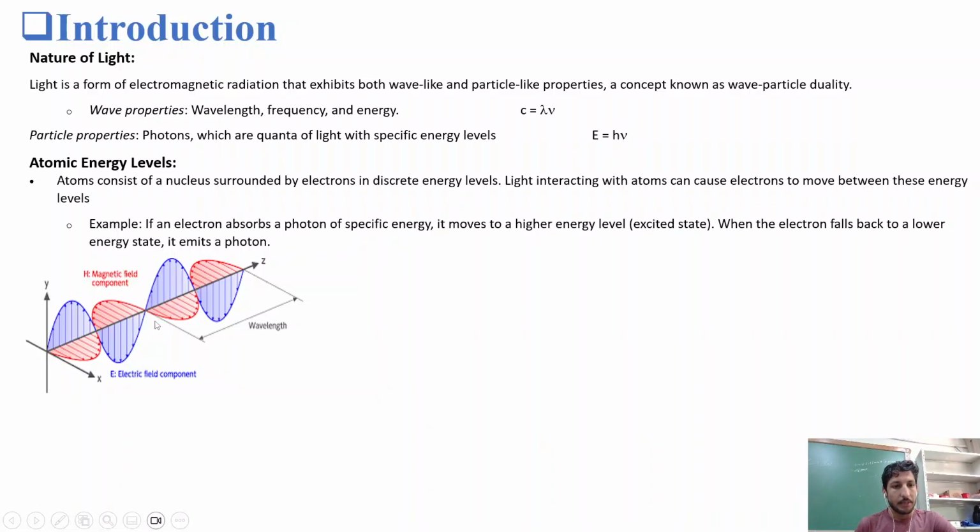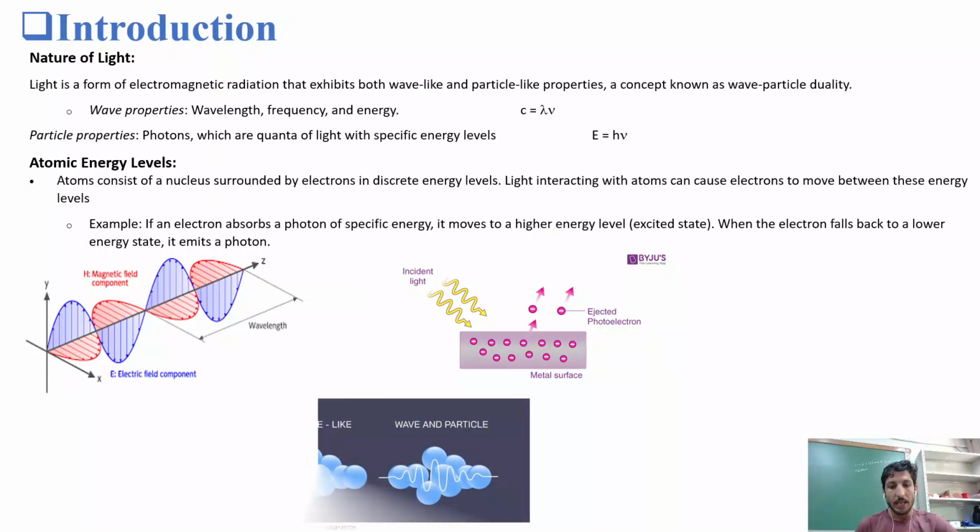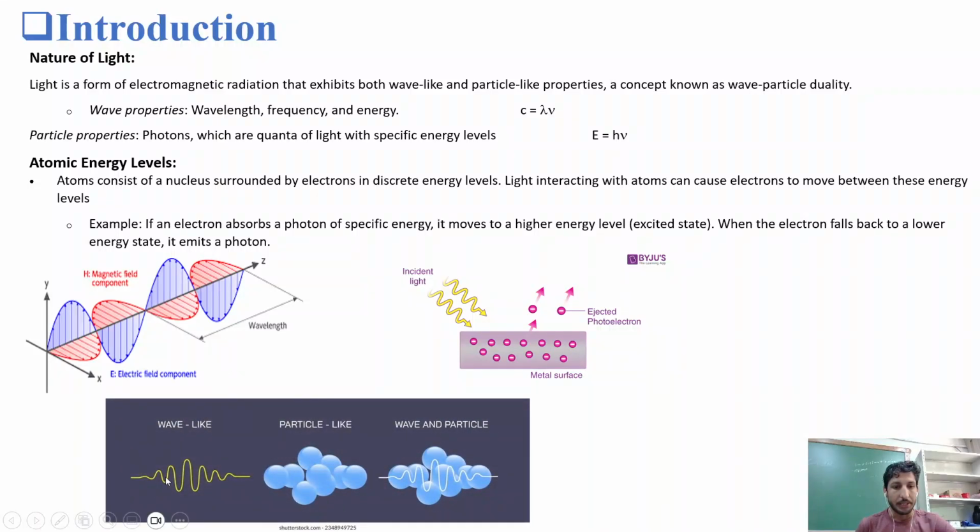As we can see in this figure, the wave behavior of the light, that light consists of a magnetic field and an electric field. In the second picture, the incident light falls on the surface of the material, and because they absorb the light, electrons are ejected from the surface of the metal, so we can see here the particle behavior of the light. And if we want to see it combined, this is the wave-like and this is the particle-like, and when it combines, we can see here in this picture.